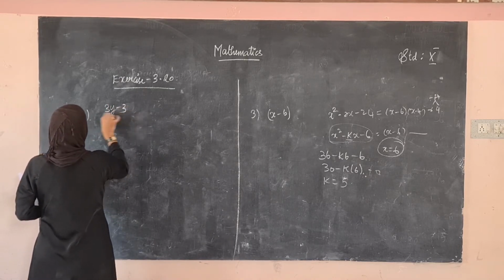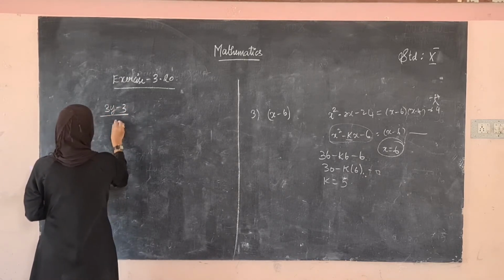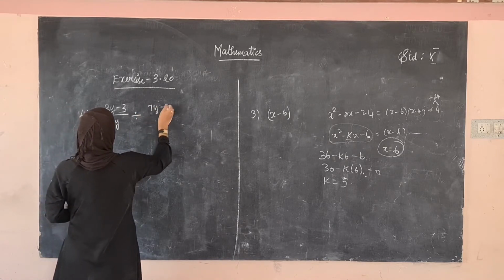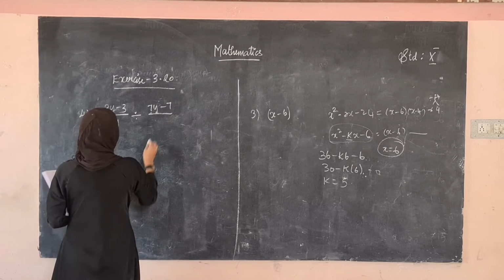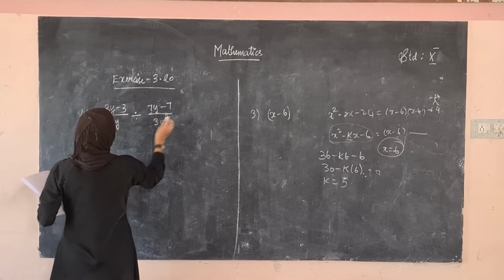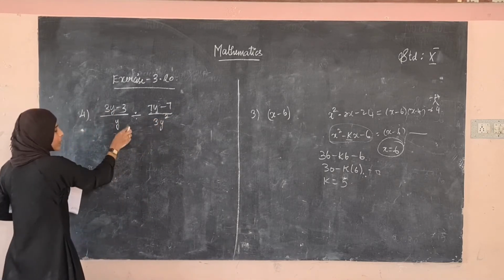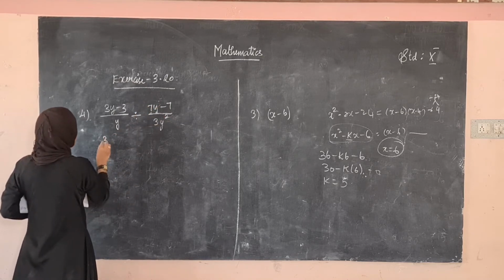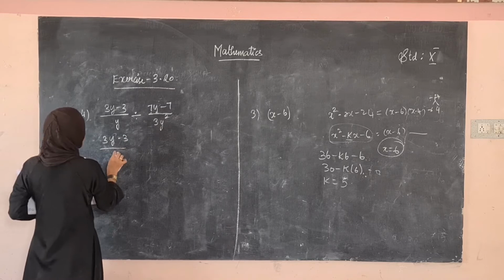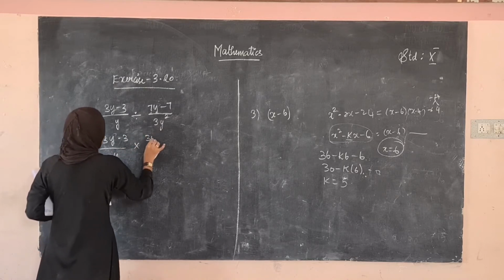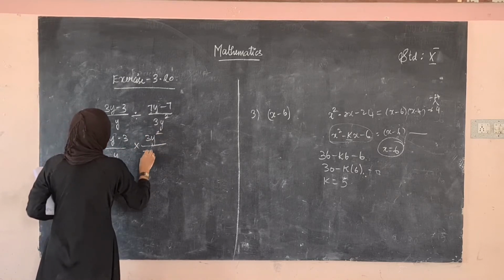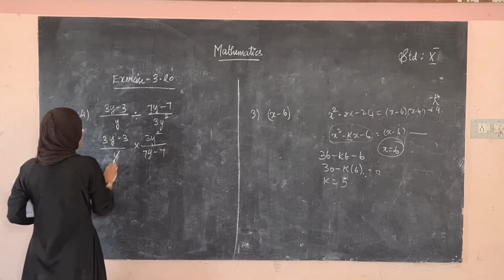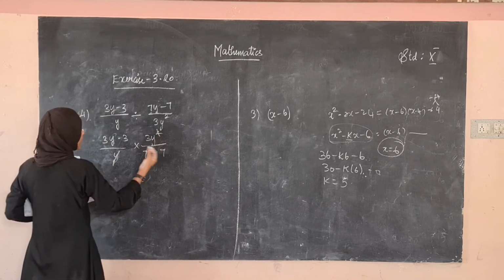3y minus 3 divided by y, the whole divided by 7y minus 7 divided by 3 into y square. Division means that when we change this to multiplication, this becomes the reciprocal. Therefore, 3y minus 3 divided by y into 3y square divided by 7y minus 7. See, this 1y here and this 1y are cancelled.